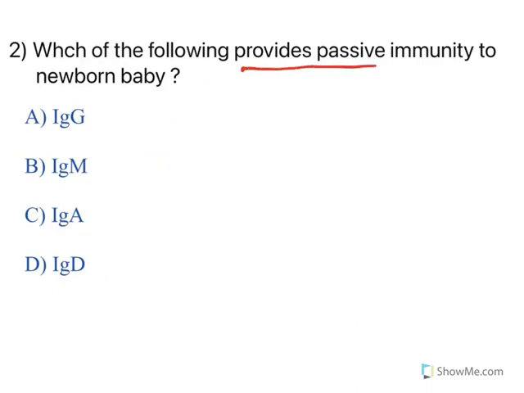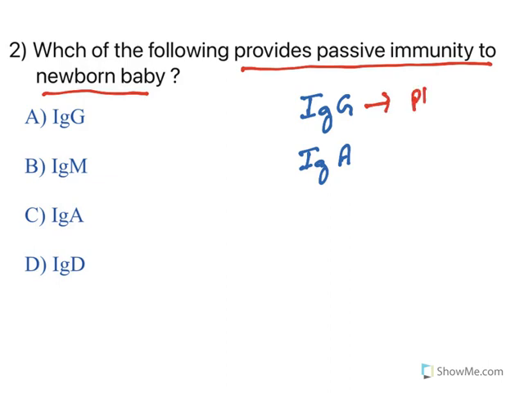Which of the following provides passive immunity to a newborn baby? We need to understand two things. Two antibodies, IgG and IgA, can confer passive immunity. IgG is the only antibody which can cross the placenta. When it crosses the placenta, the baby in the womb will get this antibody.